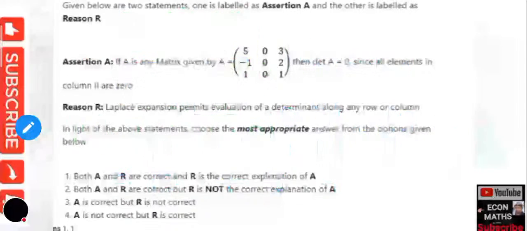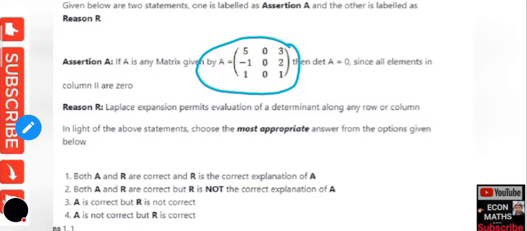So coming to the question, the question was: if A is any matrix given by this, its determinant is equal to 0. Yes, that's true. The reason was that Laplace expansion permits evaluation of the determinant along any row or any column. So we can use the Laplace expansion to find the determinant.